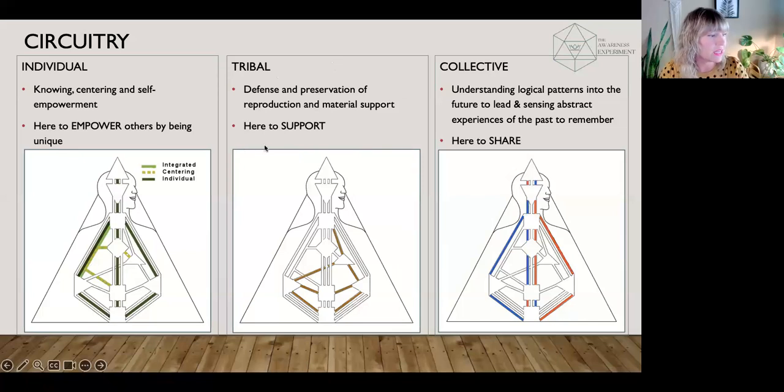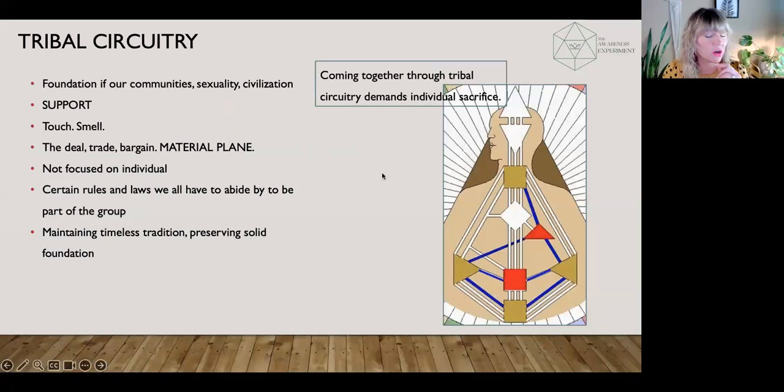Just to orient us again with tribal circuitry, this is about the defense and preservation of reproduction and material support. So last time we talked about making and nurturing children, but also like creative projects and things that can be fertile in the world, and that supporting the human species. Today, we're really talking more about the material support side of the tribal circuitry, and then we'll move into collective next time.